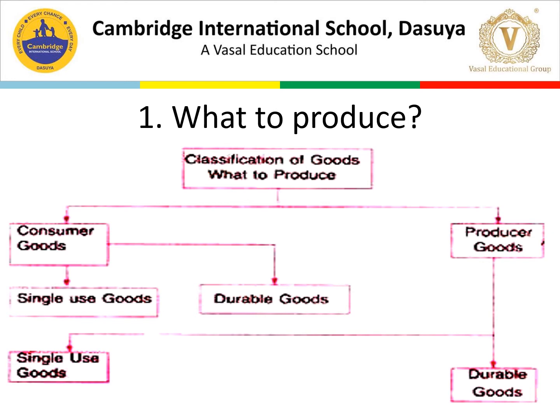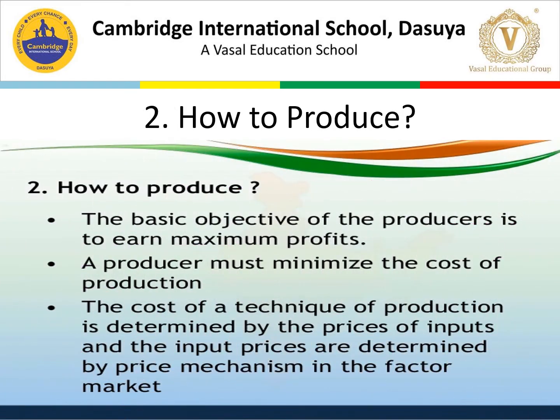So producer goods are these kind of goods. Next, let's move on to the next slide. And this is the second problem, how to produce. How to produce is basically concerned with the techniques, so how we can earn maximum profit. So the basic objective for the producer is how to produce, and for that, we have to earn maximum profit.